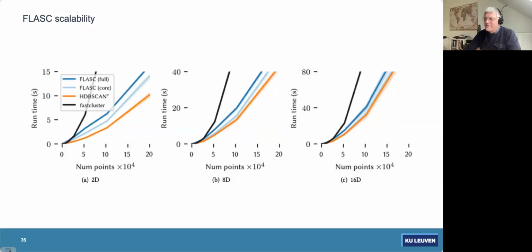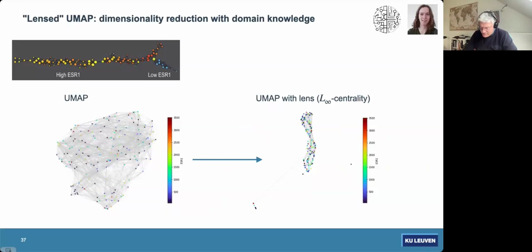Scalability, I'll skip that. So that's FLASC for identifying flares. We also wanted to find an easier way to reproduce the work done by Nicolau on this breast cancer data. Because the algorithm that they use, that mapper algorithm, has a lot of different parameters, it's quite involved in actually getting things out. So we want to make it as easy as possible.